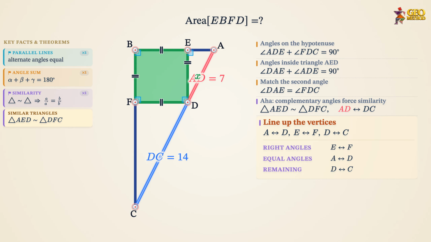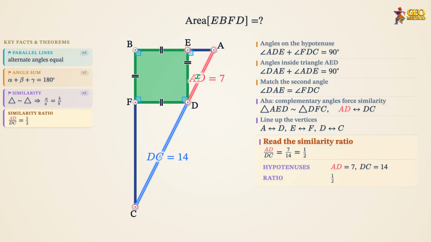Before reading any ratio, we must pair the vertices correctly. The right angles pair E with F, the equal angles pair A with D, and that leaves D paired with C. Getting this order right keeps every ratio honest. The paired hypotenuses are segment AD equal to 7 and segment DC equal to 14, a ratio of 1 to 2. Every pair of matching sides in these similar triangles must share that same 1 to 2 ratio.